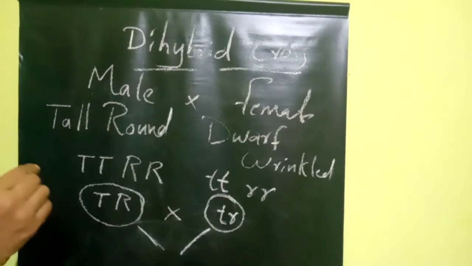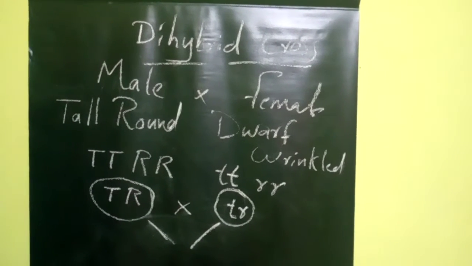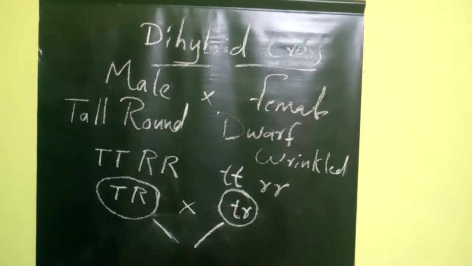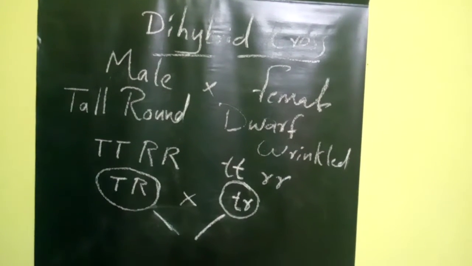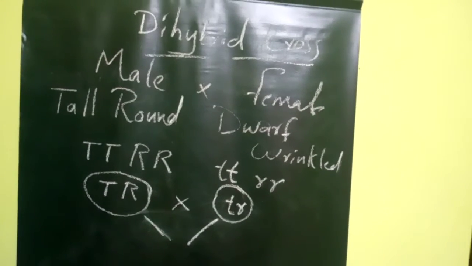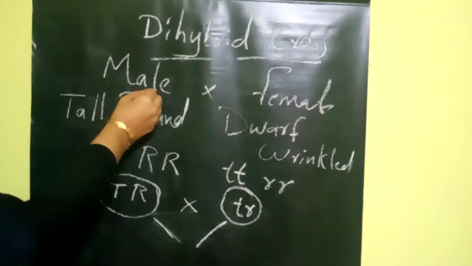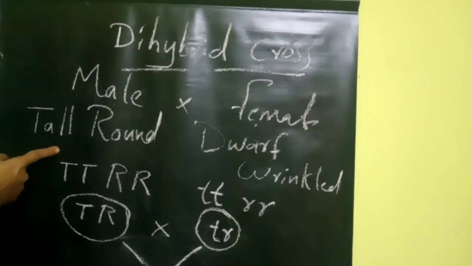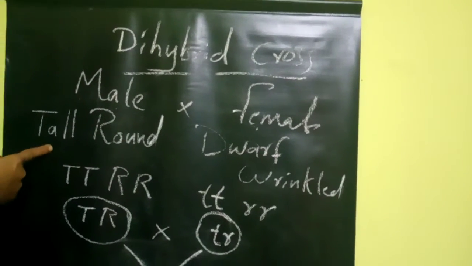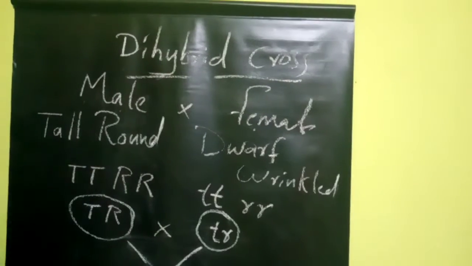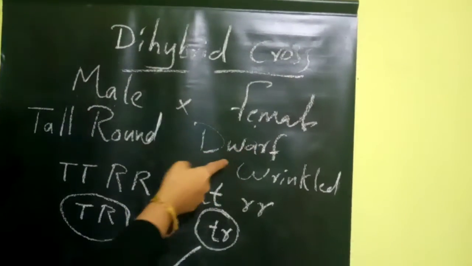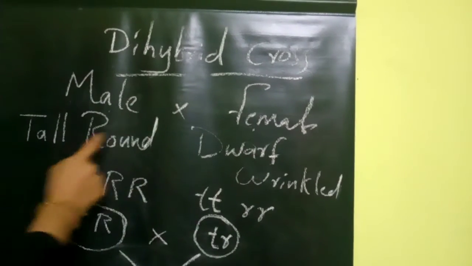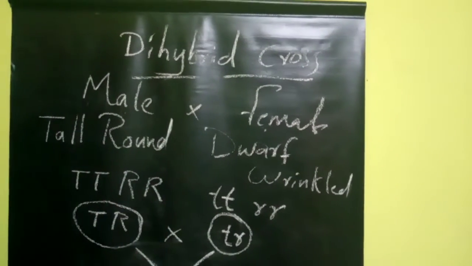So next is the dihybrid cross. It is one of the hybridization crosses, considering two characters at a time. Here he selected two parents, one male and one female. The characters he considered: the male is a tall plant with round seeds, and the female is a dwarf one with wrinkled seeds. These are the phenotypes of male and female.